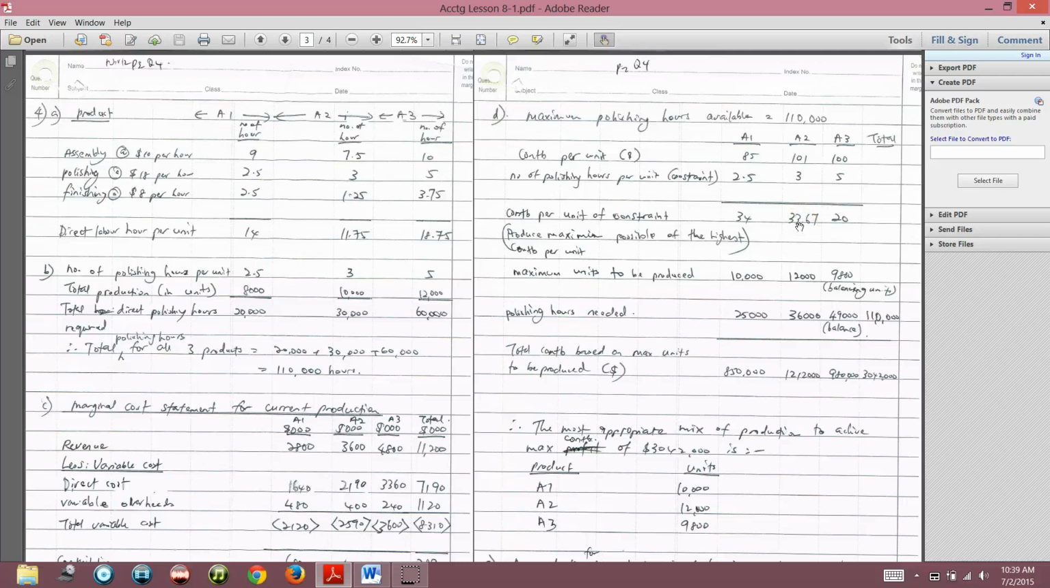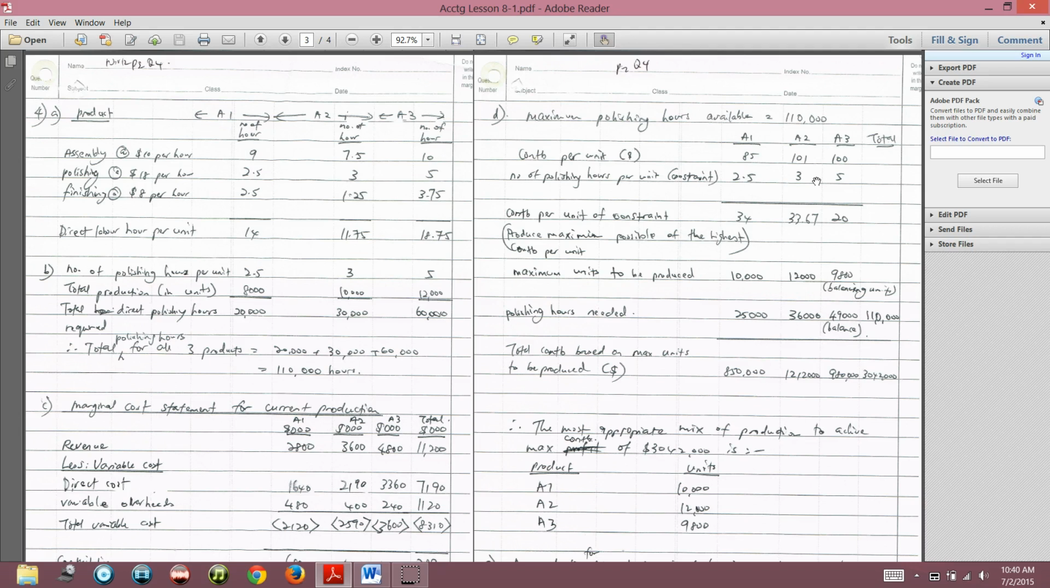So this one will be 33.67 times 36,000, which will be equal to... Okay, you take again. 33.67 times polishing hour, which is 36,000, will be equal to... Okay, 101 divided by 3 is 33, times 36,000 is, okay, that is because I take 101 divided by 3.